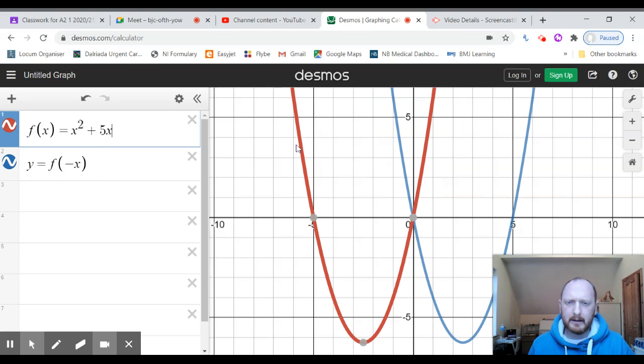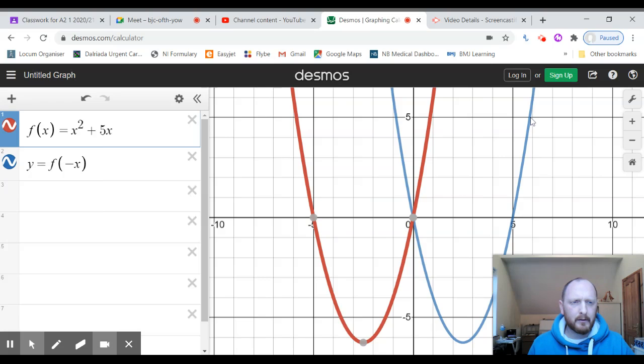So the red line is the graph of x squared plus 5x, which is a quadratic with roots of minus 5 and 0. And what we can see, the roots in the blue graph, which is the minus of x, are now at 0 and 5. And the reflection that has occurred is in the y-axis. So this minus 5 has been reflected to the positive 5.